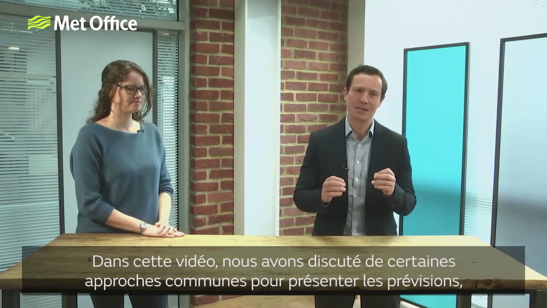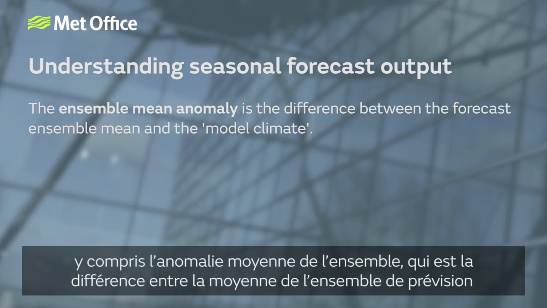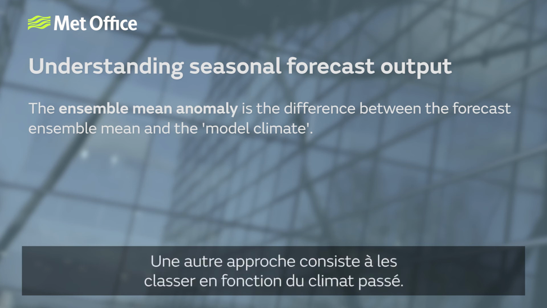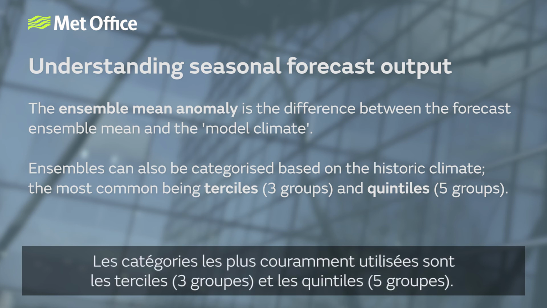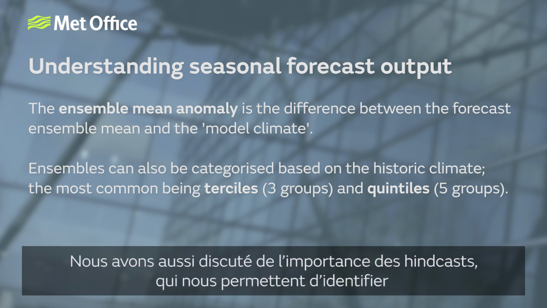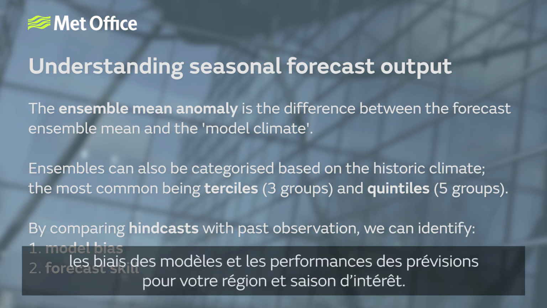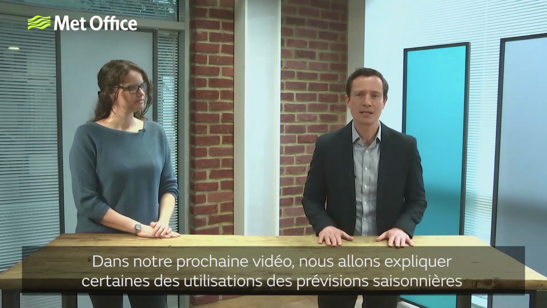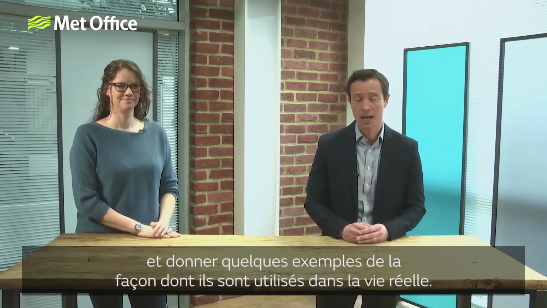So in this video, we've discussed some common approaches to displaying forecast data, including the ensemble mean anomaly, which is the difference between the forecast ensemble mean and the model climate. Another approach is to categorize them based on the historic climate. The most commonly used categories are terciles, 3 groups, and quintiles, 5 groups. We've discussed the importance of hindcasts, which allow us to identify model bias and forecast skill for your area and season of interest. In our next video, we will explain some of the uses of seasonal forecasts and give some examples of how they're being used in real life.